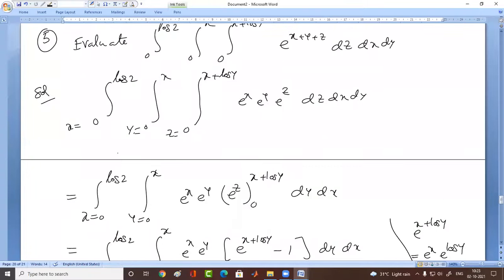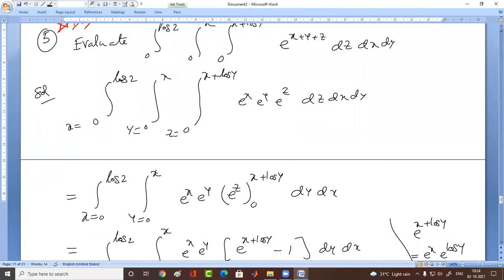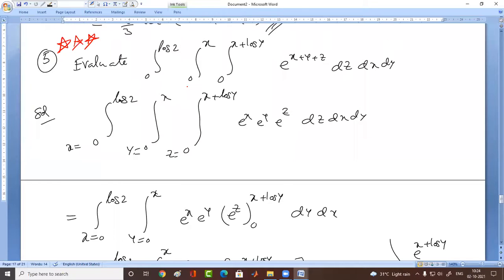Listen carefully. So in this problem, integral 0 to log 2, 0 to x, 0 to x plus log y. This is the most important question: e power x plus y plus z dz dx dy. Okay. So I will write the same term here.